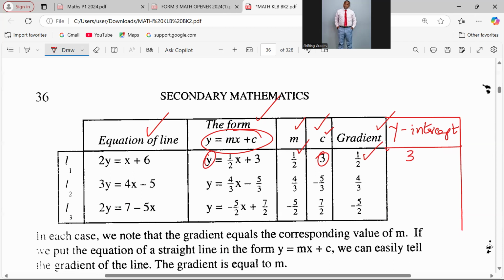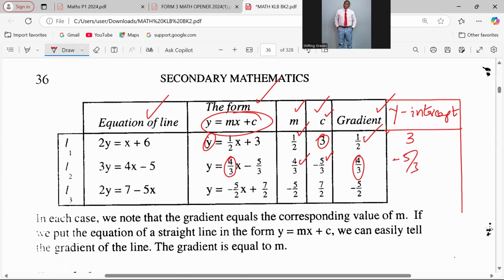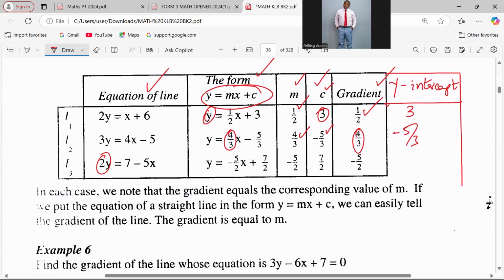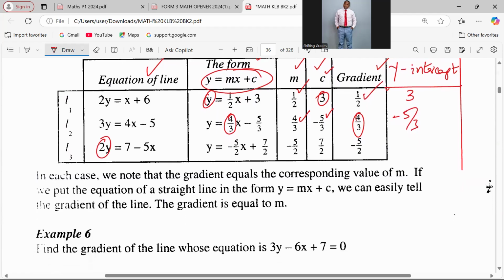For the other line, we divide through by 3, so that the coefficient of x is 4 over 3 and the constant is negative 5 over 3. Therefore, the gradient will be 4 over 3 and the y-intercept will be negative 5 over 3. So in case the line is plotted, it will exactly cut the vertical axis at negative 5 over 3. Let's talk about 2y equals 7 minus 5x.